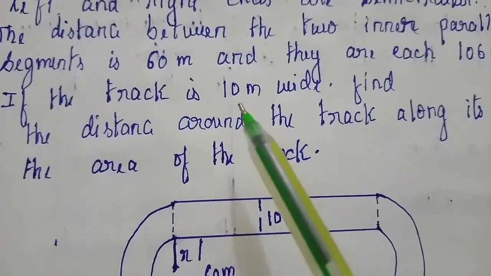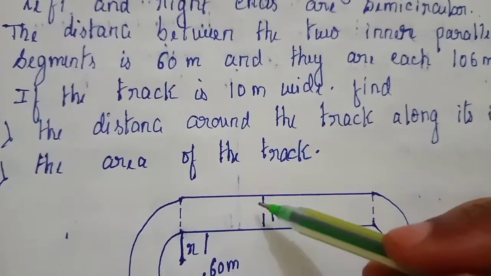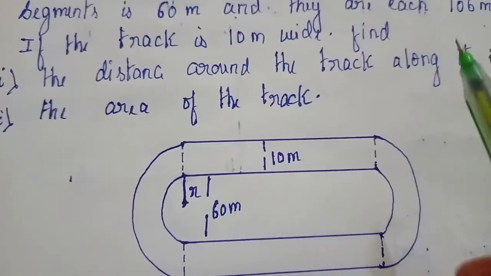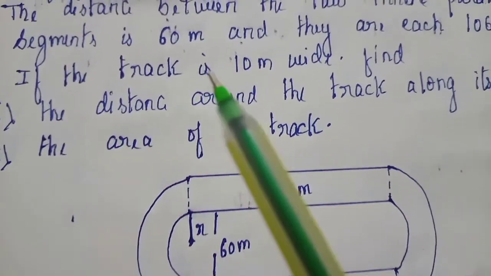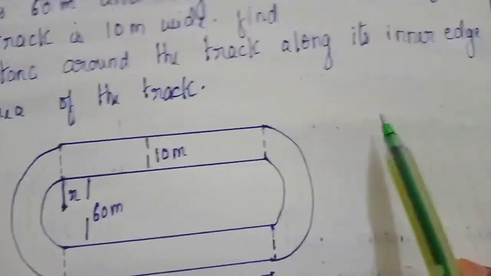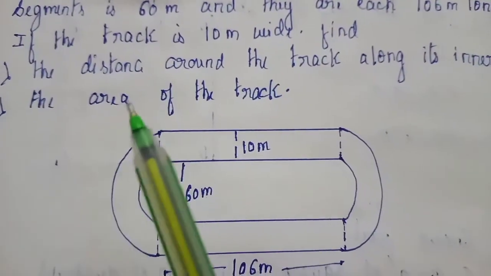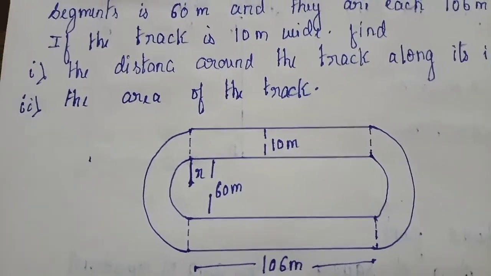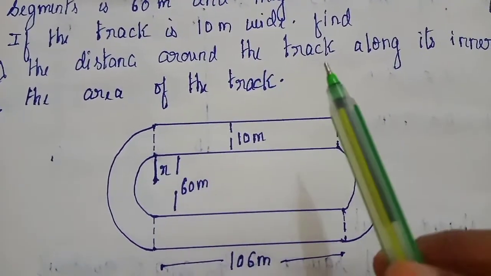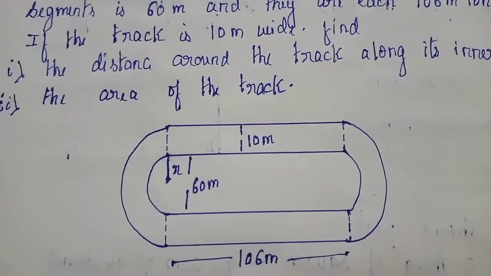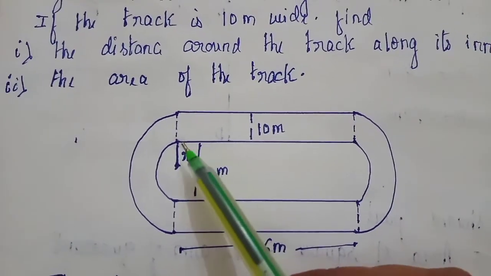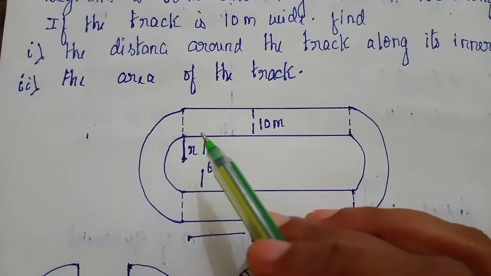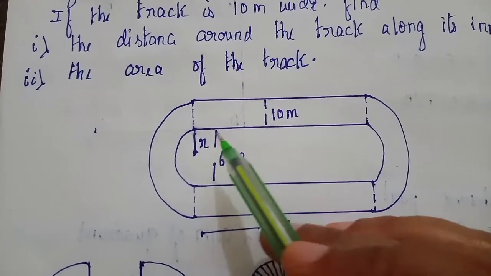If the track is 10 meter wide, nothing but this path width is 10 meter, and he is asking 2 questions. The first question is, find the distance around the track along its inner edge, and the second question is the area of the track. Now let us try to understand how to find the first question, that is the distance around the track along its inner edge. What is exactly the meaning of this? So this is the inner edge, this is the outer edge. He is asking distance, nothing but length. So it is nothing but a perimeter, not area.